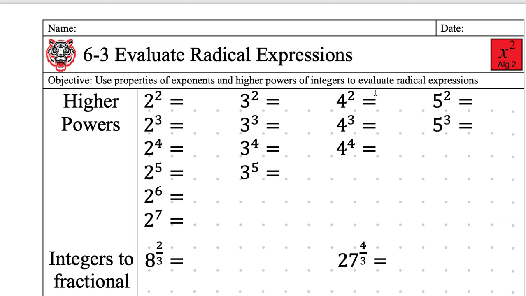All right, so we are on lesson 6-3. Today's date is Thursday, December 5th, 2019. We are evaluating radical expressions today.